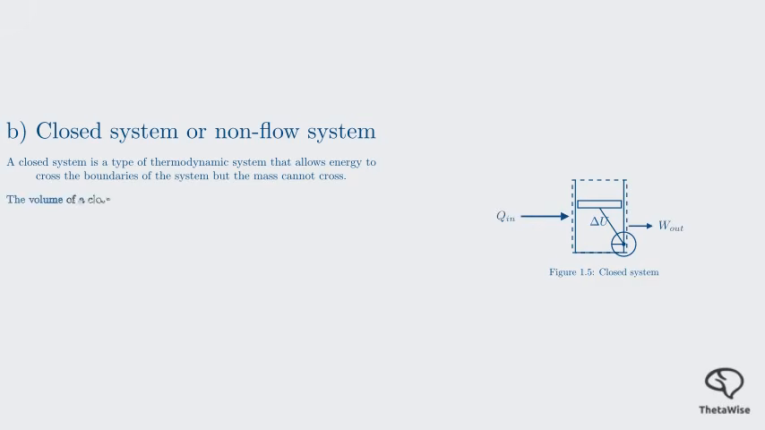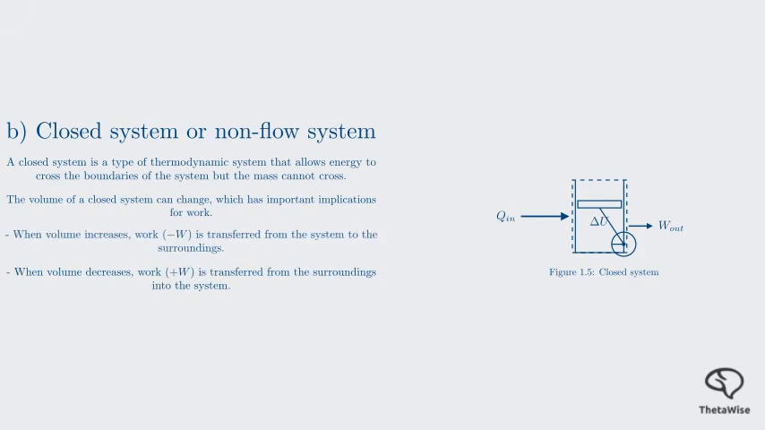The volume of a closed system can change, which has important implications for work. If the volume increases, like when a piston moves up, the gas inside does work on its surroundings. We will learn that this is considered negative work by the system. Conversely, if the volume decreases, the surroundings do work on the system, which is positive work.